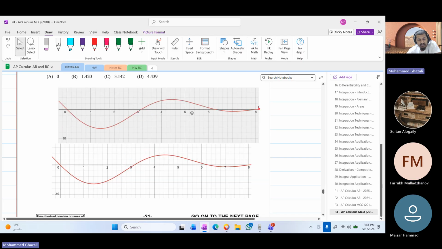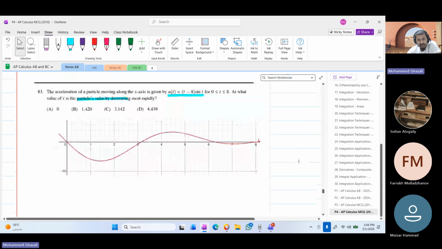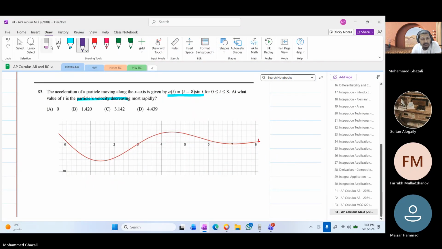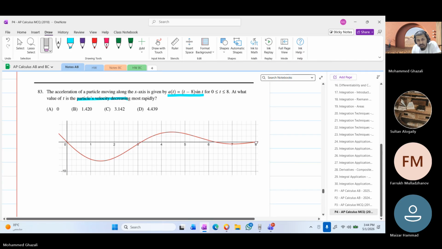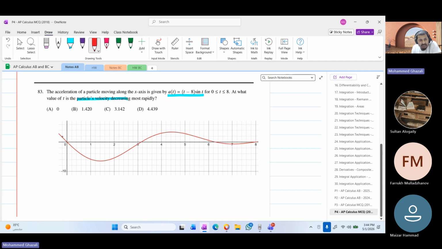Okay, I'm just gonna put this over here for now. Let's try to interpret this. So 0 to 8, okay? 1 second. Right, so let's see what's happening here. Particle's velocity is decreasing most rapidly. So looking for a decrease, right? Yeah. It looks like there's a point here somewhere.